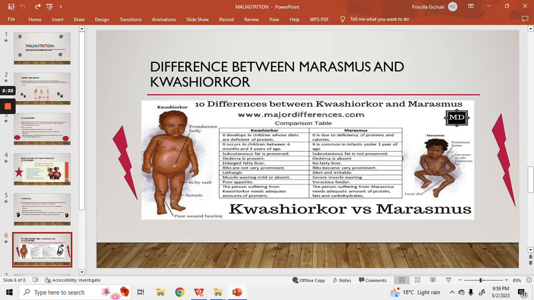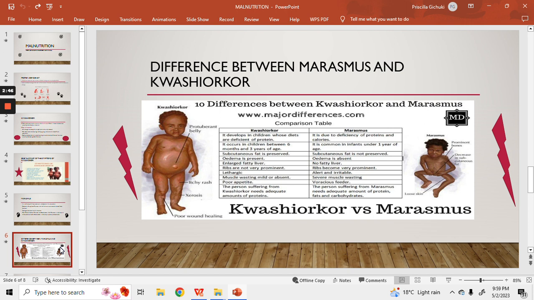Kwashiorkor, subcutaneous fat is preserved. Marasmus, subcutaneous fat is not preserved. Kwashiorkor, oedema is present. Marasmus, oedema is absent. Kwashiorkor, enlarged fatty liver. Marasmus, no fatty liver. Kwashiorkor, ribs are not very prominent. Marasmus, ribs become very prominent.